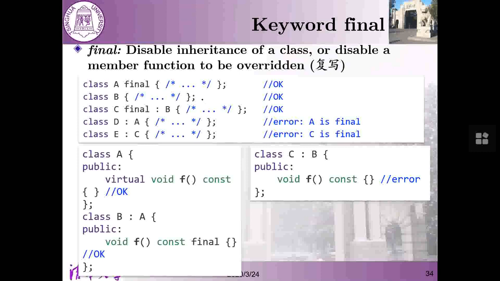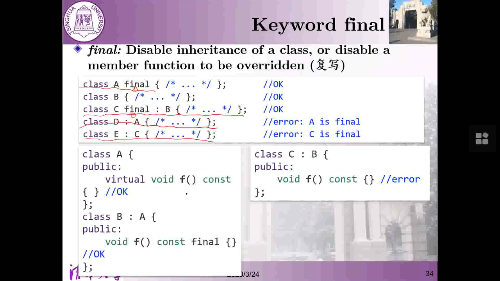Then there is the keyword final. We just learned inheritance, and we use final to disable inheritance. So if we define some class A and we do not want others to inherit from our class A, then we just define it as final. Then we cannot inherit from class A. And if we want class C to be final, we can do it on the derived class in this way. So we cannot inherit from a final derived class.